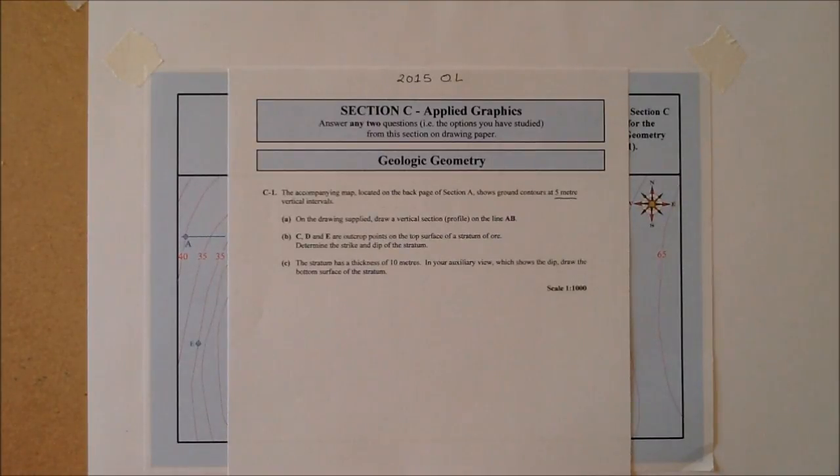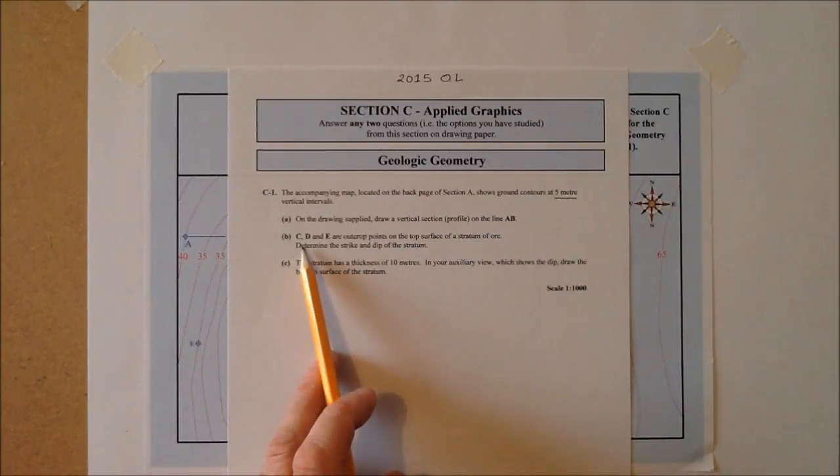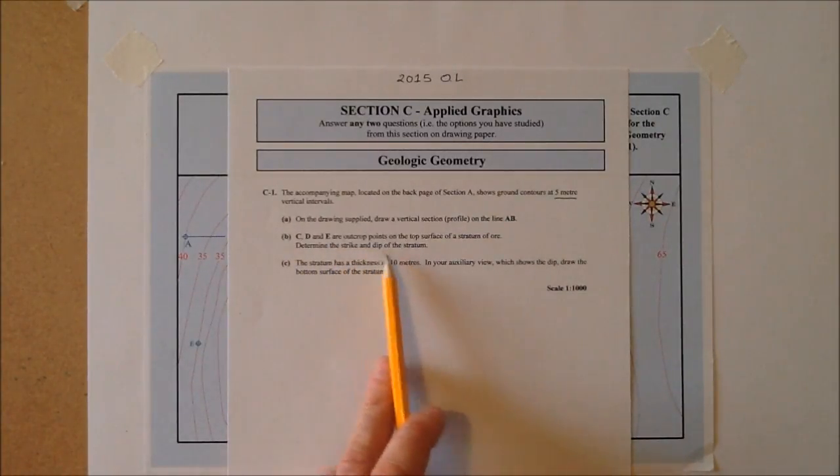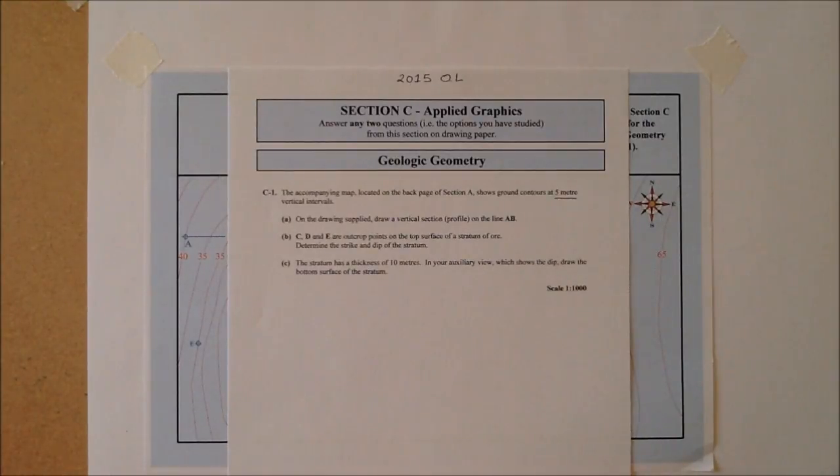Part A. On the drawing supplied, draw a vertical section or profile on the line AB. Part B. C, D and E are outcrop points on the top surface of a stratum of ore. Determine the strike and dip of the stratum. Part C. The stratum has a thickness of 10 meters in your auxiliary, which shows the dip. Draw the bottom surface of the stratum.